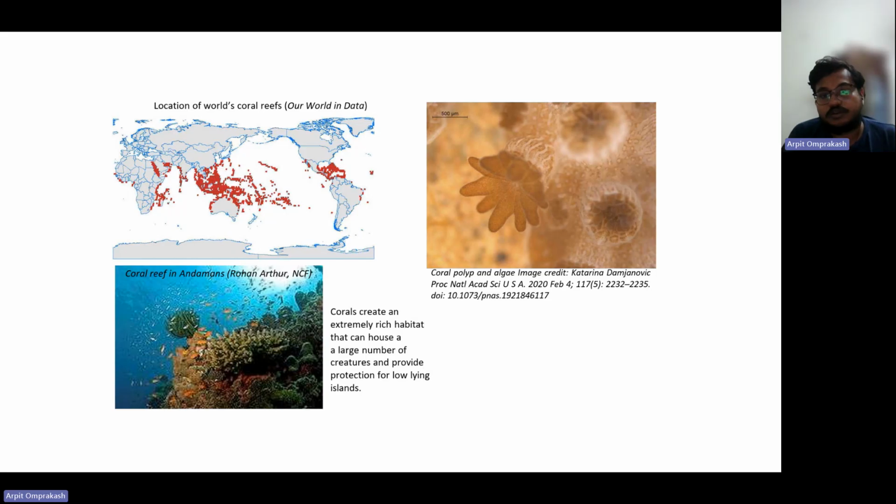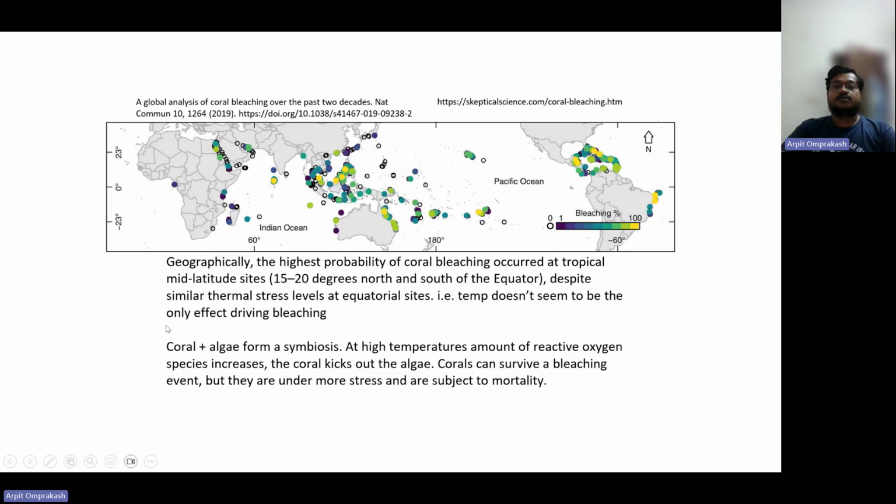Then we have this representation of a coral polyp and an algae which lives on it. Coral reefs have coral polyps, and there are algae living on them, which give them food, right? So the corals can create an extremely rich habitat, and the algae is what gives them color also, right? They create an extremely rich habitat that can house a number of different species and provide protection for low-lying islands from waves and other things. Right.